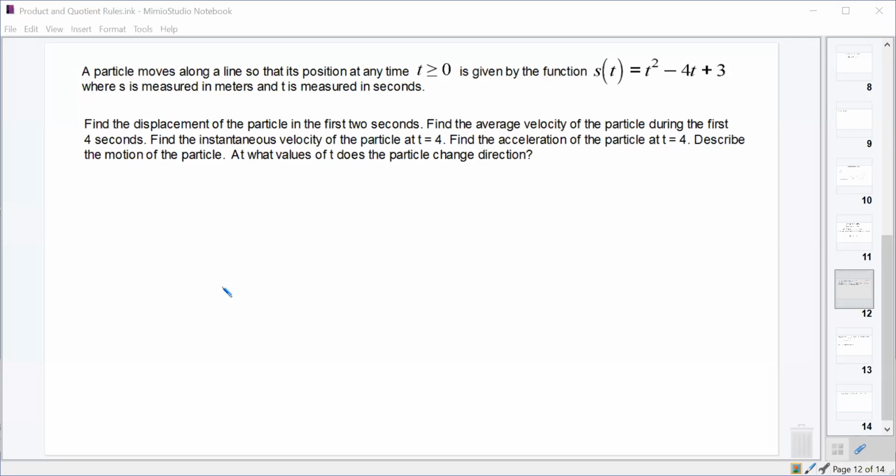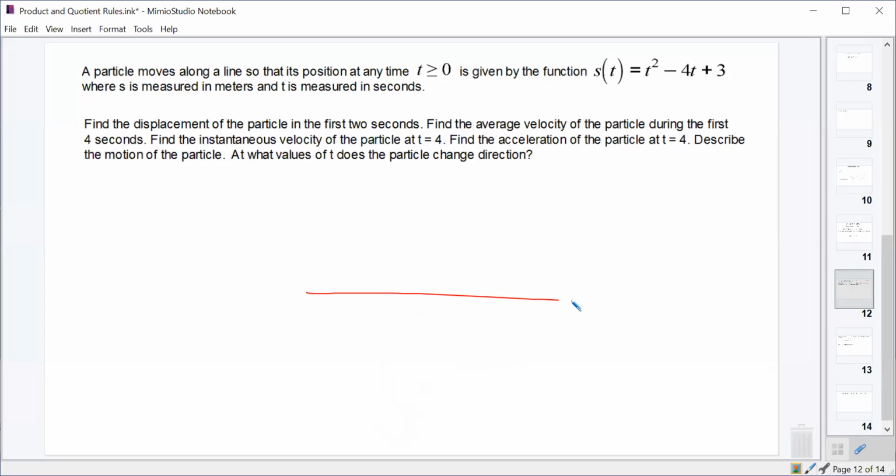So when we talk about a particle moving along a line, generally we're going to talk about it moving along the x-axis probably, or just moving along the y-axis. It doesn't really matter, but any line that it's moving along is going to be good enough. So we have a particle that's moving in a line.